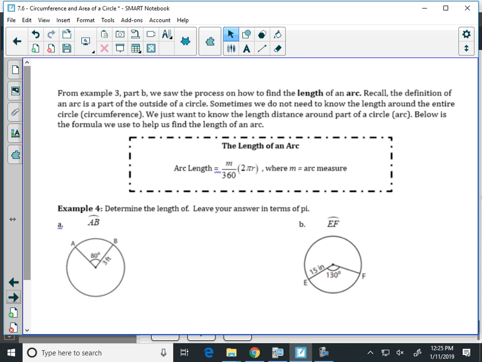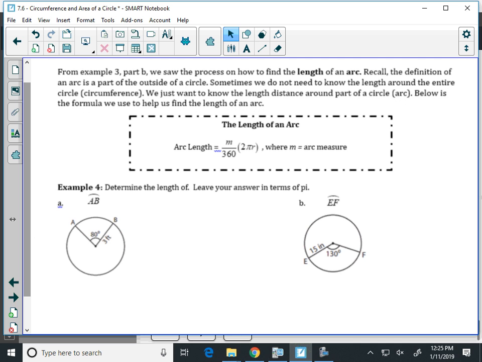What we just did in example 3b is we saw the process on how to find arc length, the length of an arc. If you recall, the definition of an arc is part of the outside of a circle. It's a piece of the outside. Sometimes we don't need to know the length around the entire circle, which is the circumference. We just want to know the length of part of the circle. Below is the formula we use to help us find the length of an arc. The only problem is they don't give us this formula. We have to either memorize it or just think about what we did in the last problem.